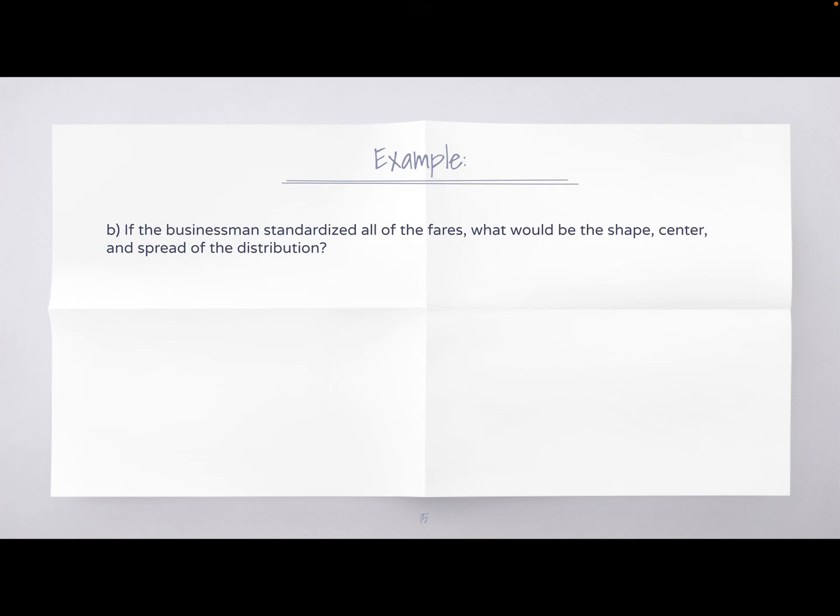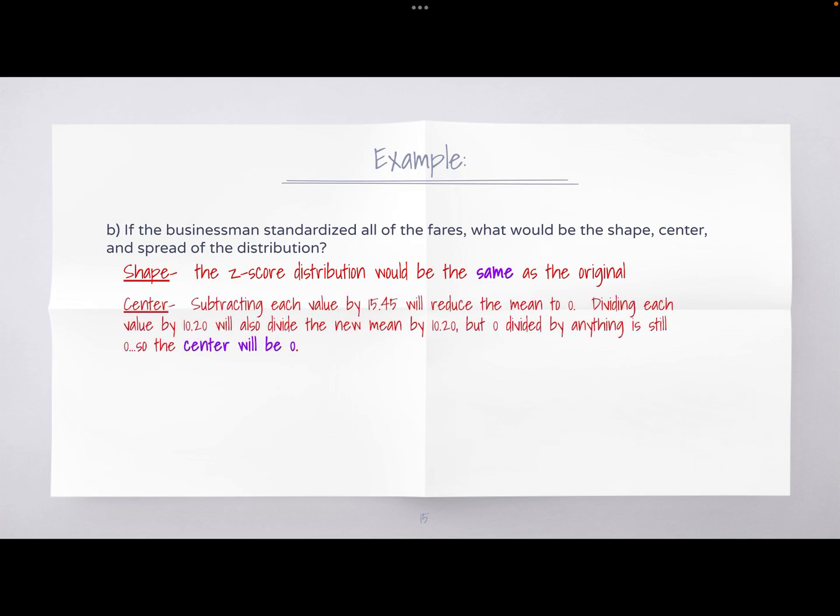So what would the shape, center, and spread be of this distribution? It originally is, what does it say, skewed right. So the shape is going to stay the same as the original. So the z-score distribution would be the same as the original. So it's skewed right.